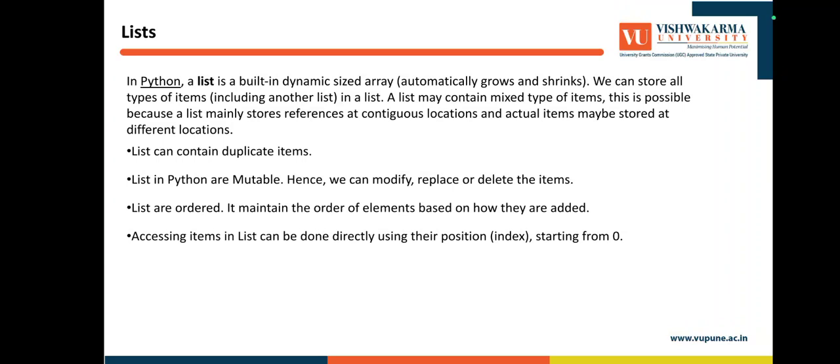Lists in Python are mutable, hence we can modify, replace and delete the items. Lists are ordered. A list maintains the order of the elements based on how they are added. Accessing items in the list can be done directly using their position, or index, which starts from 0.